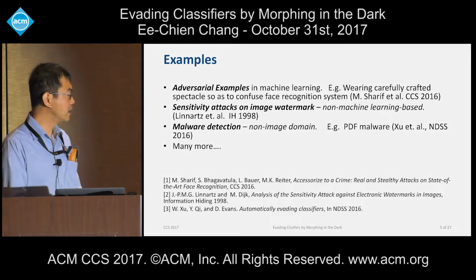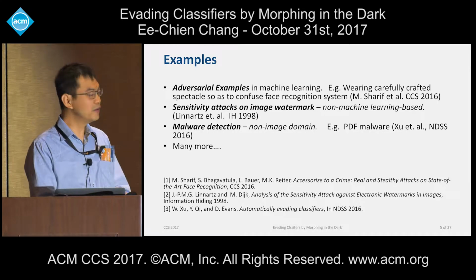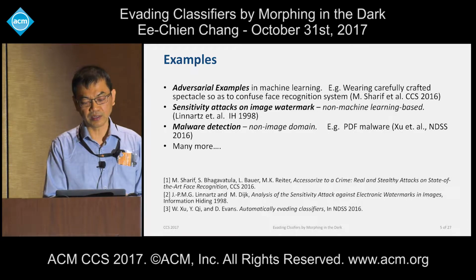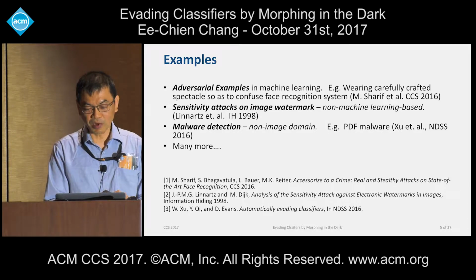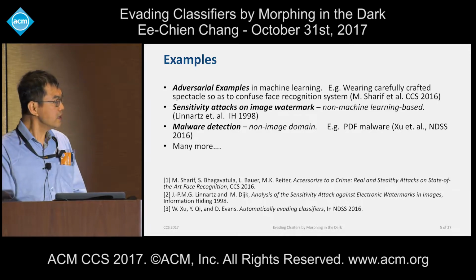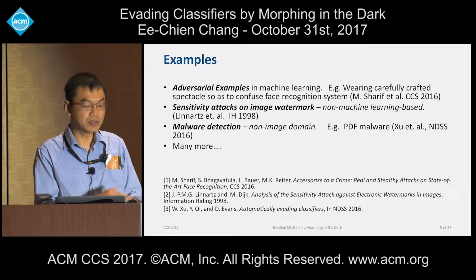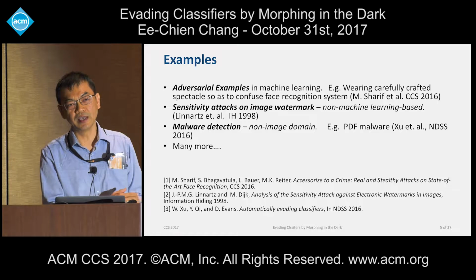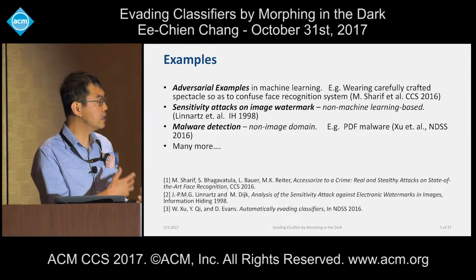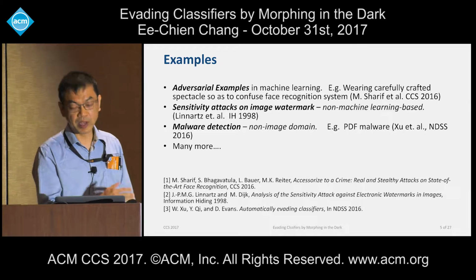As we've seen in the keynotes, there is quite extensive work in this area. In machine learning, this is also known as adversarial examples, and we have seen quite a number of examples in the previous sessions. In the setting of image watermark removal, there is also evasion. In this case, the watermark detector is a publicly available black box. There is also evasion for malware detection and many more.